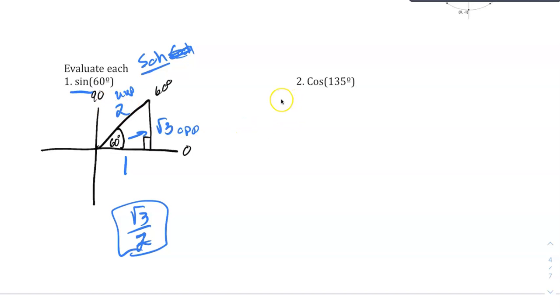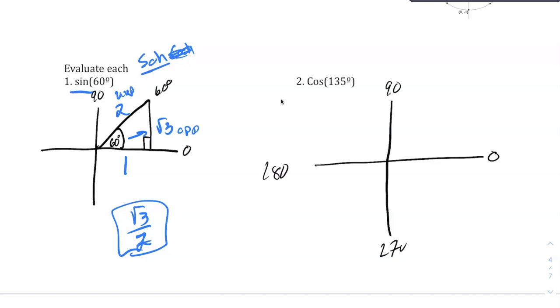Cosine of 135. So we draw it: 0, 90, 180, 270. I guess I don't need to go as far. 135 is between 90 and 180, so 135 would be in here somewhere. Right? We always draw a right angle with the x-axis. We find a reference angle. 135 and 180, subtract them. 180 minus 135 is 45.